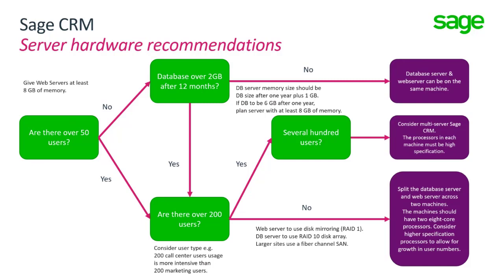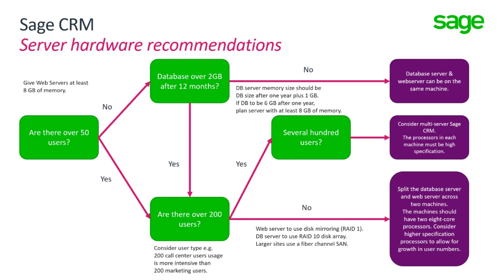If there are over 50 users, we're being asked whether there are over 200 users, but let's assume that there's no more than 50 users, but they're very intensive call center or telesales people, then in which case you may end up wanting to separate the database server and the web server across two machines and have different capacities for the machines.